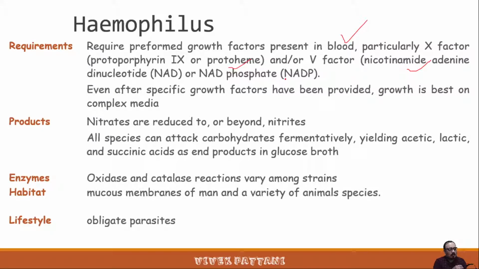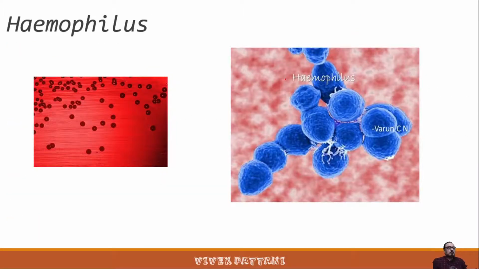The habitat is the mucous membranes of man and a variety of animal species. As for lifestyle, they are obligate parasites. This one is a photograph of Haemophilus as seen here, and this one is colonies of Haemophilus on blood agar medium.